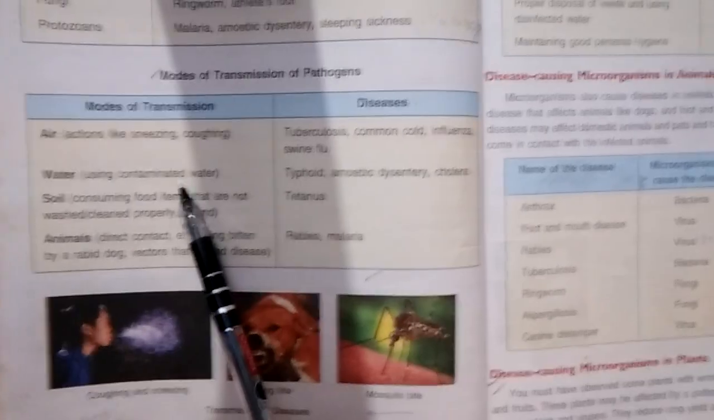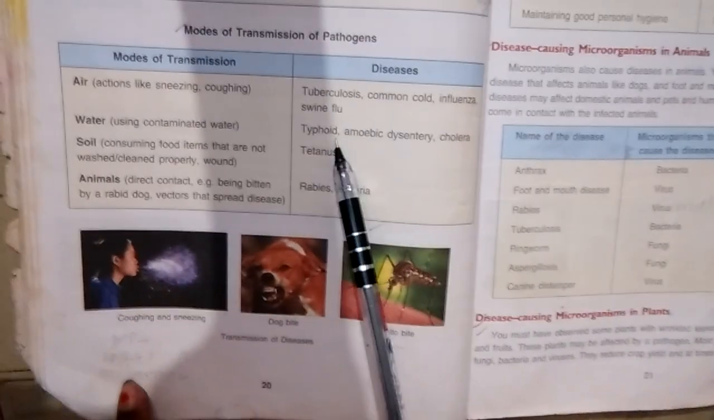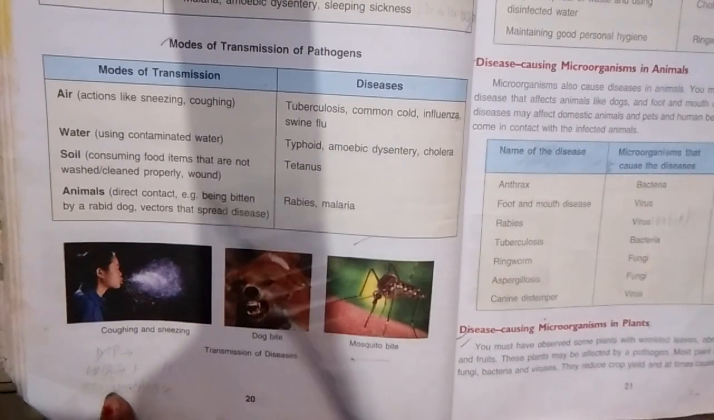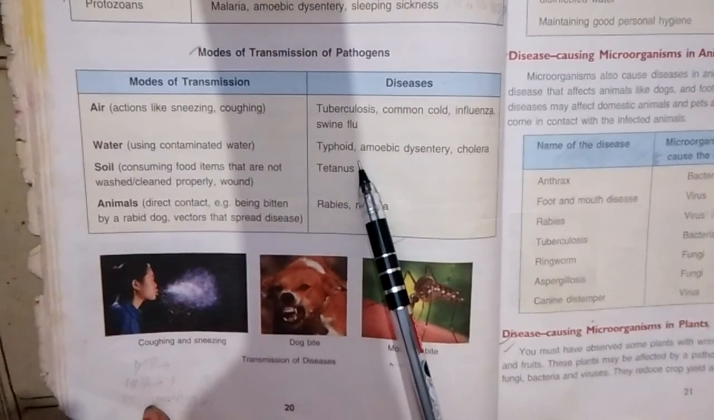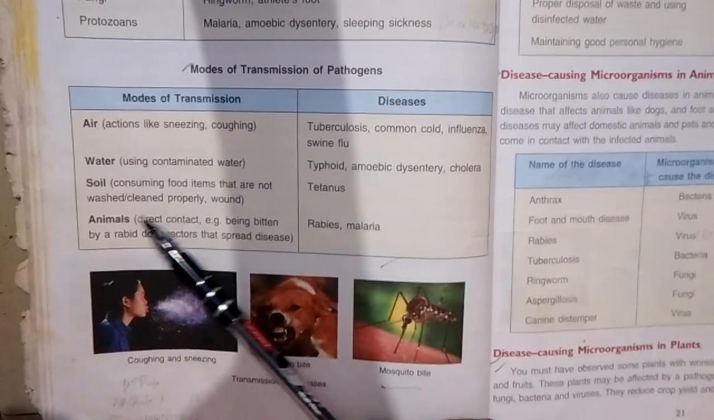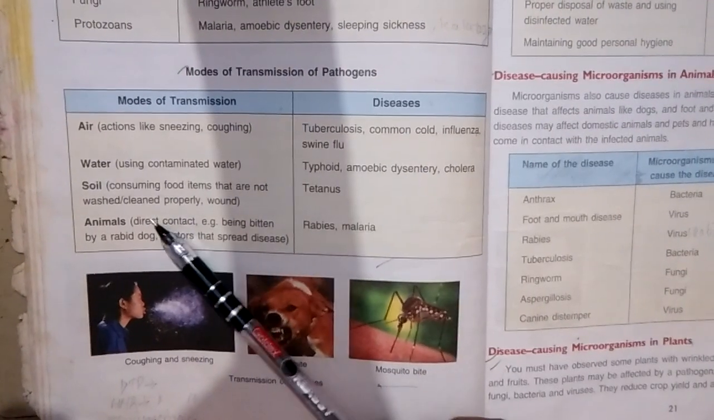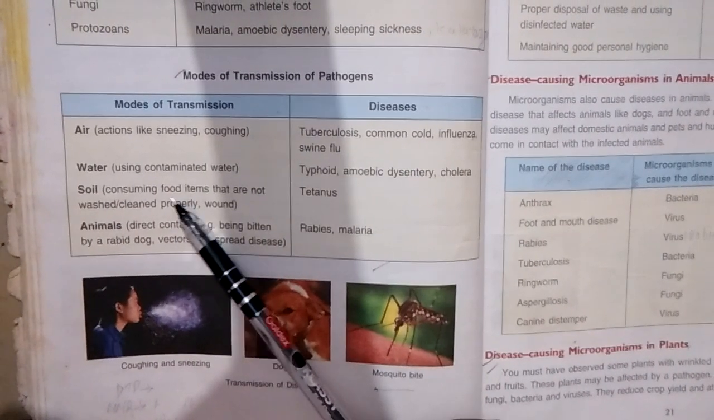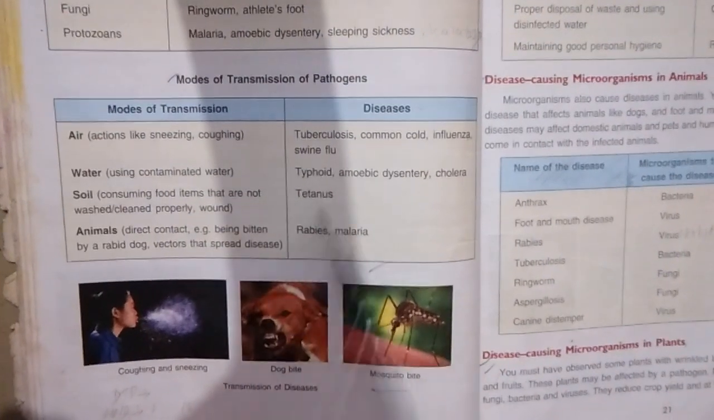Now come to water. If water becomes contaminated, then it can cause typhoid, amoebic dysentery and cholera. Soil: from soil, tetanus disease is spread, or the mode of transmission is consuming food items that are not washed or cleaned properly, or through a wound. That means we should take in food items after washing or cleaning, then we can prevent tetanus.